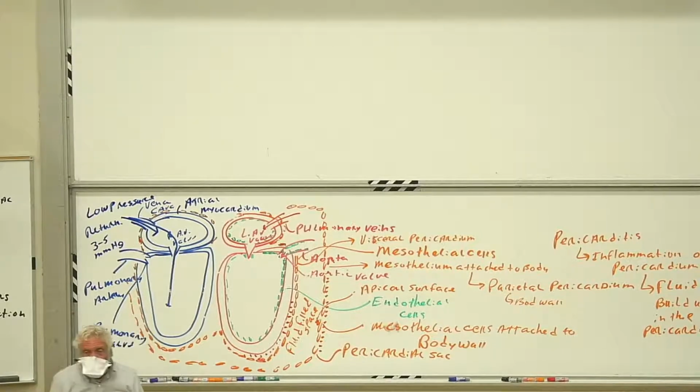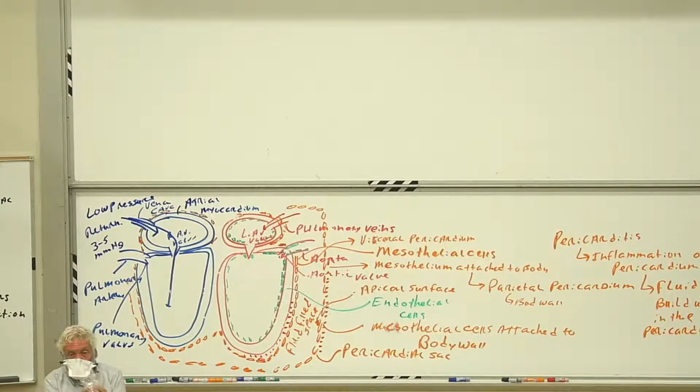Where it begins and ends, I'm not sure, but I think what's happening during development is those mesothelial cells are attaching on this side to the wall of the heart, and on this side attaching to the body wall. But someplace, you're right, they must make that loop, but I don't know exactly where that loop is made. But it does form a closed sac, that I'm sure of.